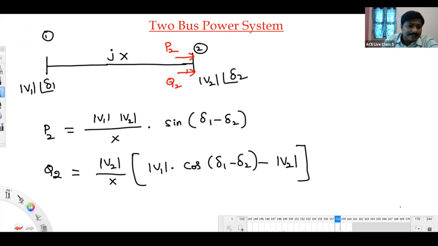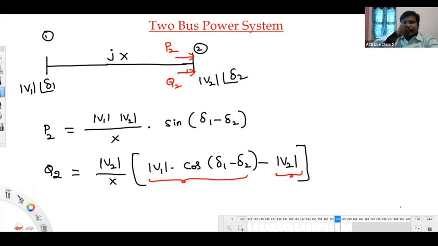Then who will decide? This first term, V1 cos of delta 1 minus delta 2, compared with V2. This comparison will decide whether this Q2 value is positive or negative.